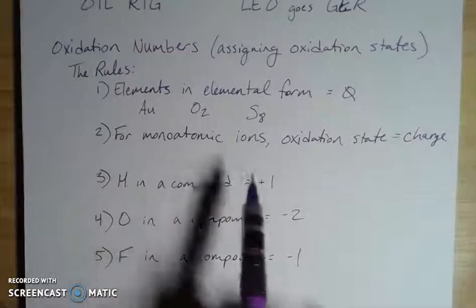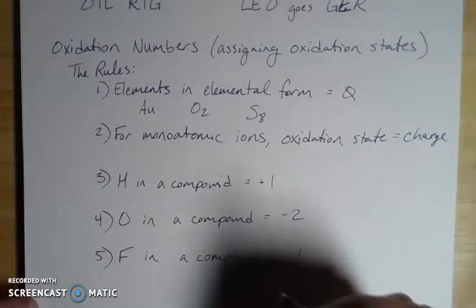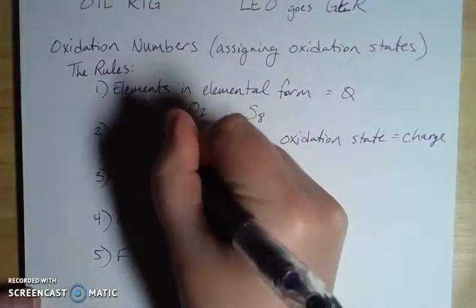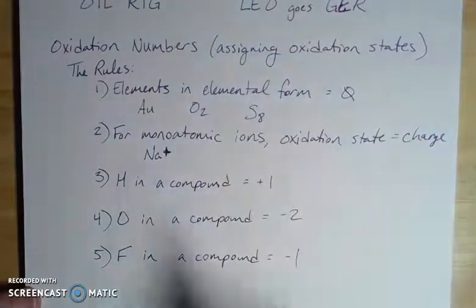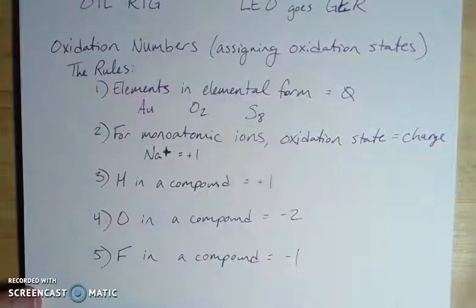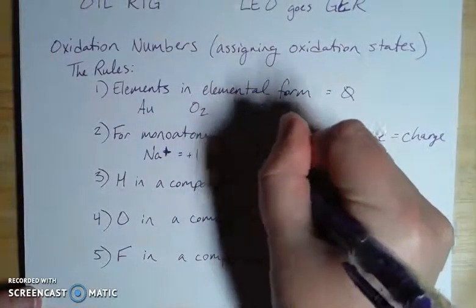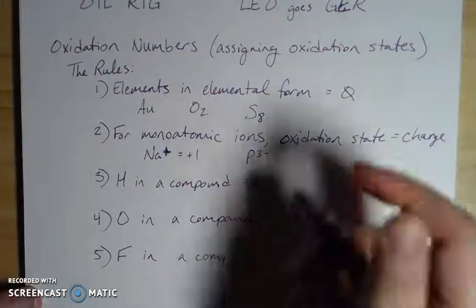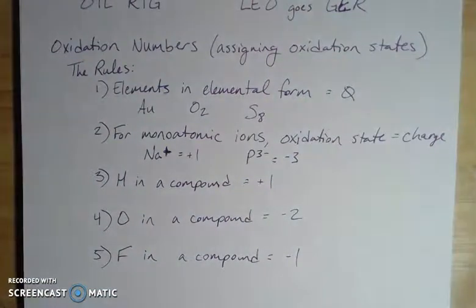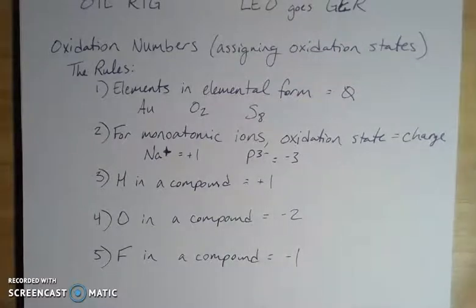For monoatomic ions, the oxidation state is the charge on the ion. If I have a sodium ion, for example, and I would know I have an ion because I have a metal with a nonmetal, so I have a +1 charge on my sodium ion. That means I have an oxidation state of +1. Or if I have a phosphide ion, which has a 3- charge, that means my oxidation state is -3. So the charge on the ion is equal to the oxidation state.